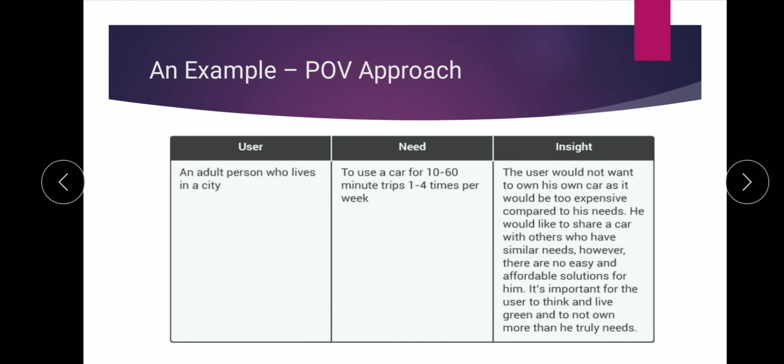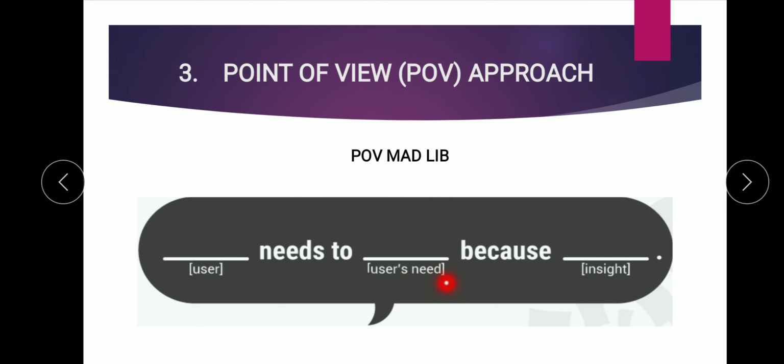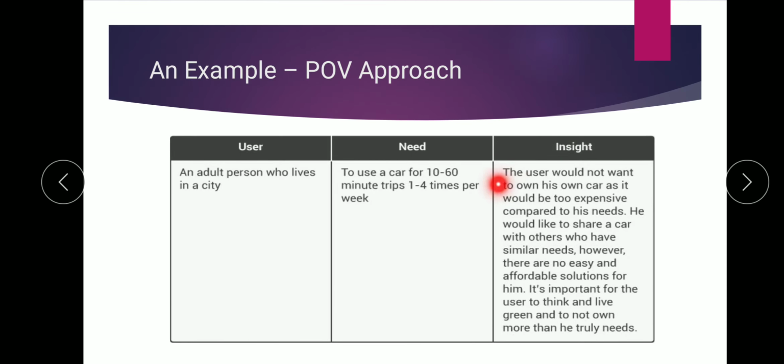For example, an adult person who lives in a city, to use a car for 10 to 60 minutes, 1 to 4 times per week. So this is the need for that person. And the insight is, the user would not want to own his car as it would be too expensive compared to his needs. He would like to share a car with other people who have similar needs. However, there are no easy and affordable solutions for him.